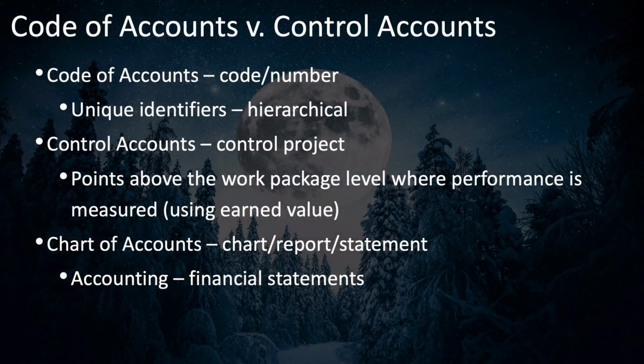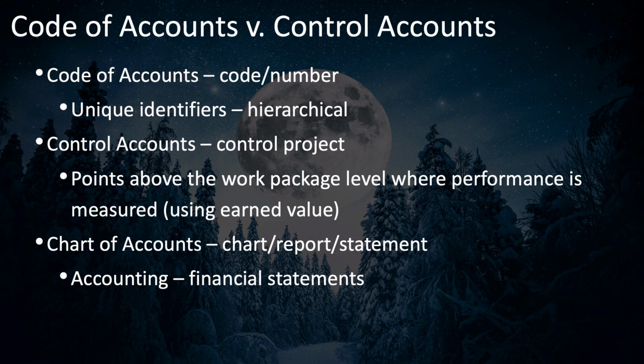Now, we've just introduced 3 new terms that are very similar and very confusing. It's very easy to get these mixed up. So let's review them a little bit here and see if we can clarify. The code of accounts is that unique identifier that's hierarchical in nature. The control accounts are those points above the work package level where you're going to measure performance using earned value analysis. And the chart of accounts is that accounting tool used in financial statements.